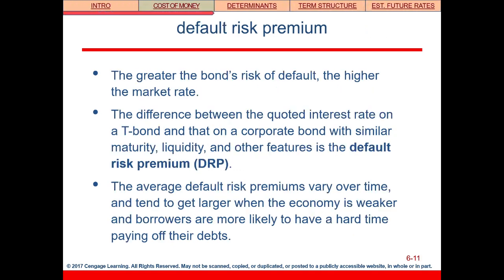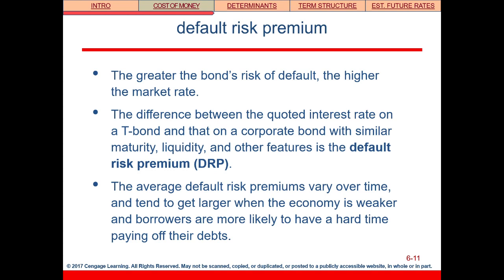The second premium is the default risk premium. It follows this rule: the greater the bond's risk of default, the higher the market rate, right? Because if the issuer has a relatively low credit rating, it means that it's relatively risky. In this case, for him to convince the investors to buy his bond, he usually has to offer a high interest rate, right? So that means the greater the risk of default, the higher the market rate.